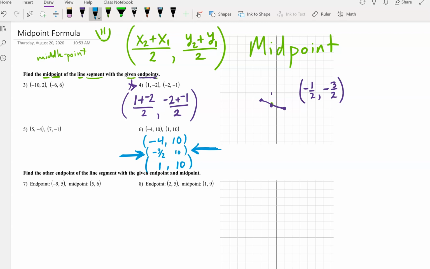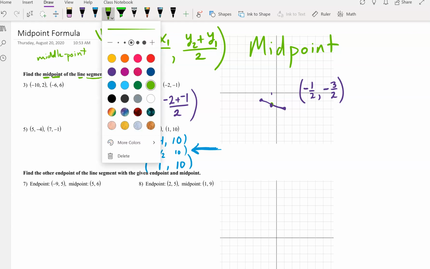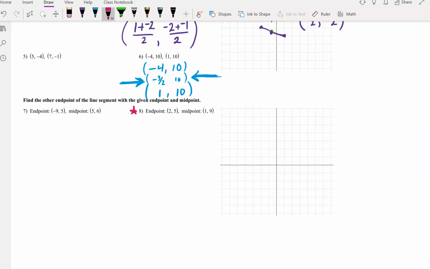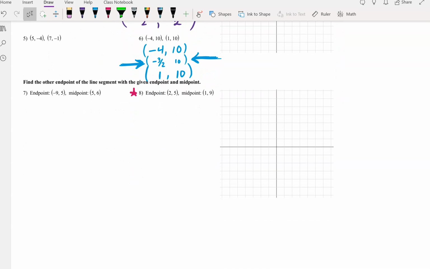Okay, let's go on to this last piece, which is this target of working backwards. Let's try question number 8 right here. I think I have a graph that will allow us to look at this graphically, and then we can talk about how you can solve for this numerically. This is different. See how it's one endpoint and the midpoint? You've got to pay attention to that. So we're trying to find the other endpoint.